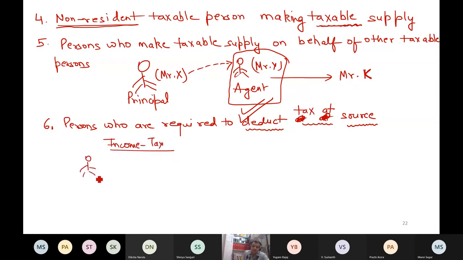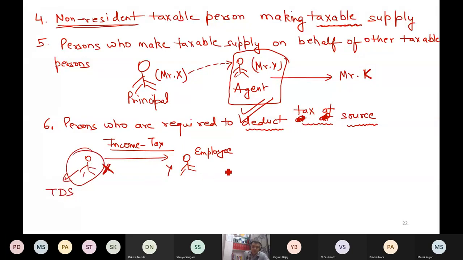And Mr. X and Mr. Y. So I am the employee, for example. When the employer gives any payment, the employer will deduct tax at source. So the employer will not pay the full payment. The employer will deduct some tax at source and will pay this tax directly to whom? To the Government of India.